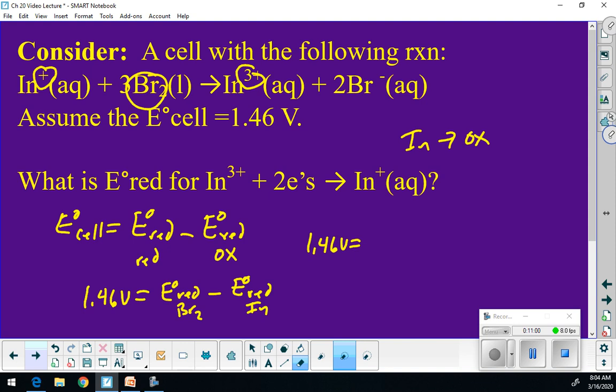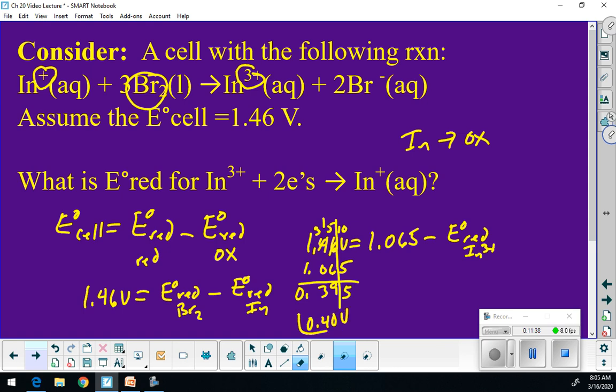1.46 volts is equal to my bromine, 1.065, minus my standard reduction potential of my indium, right? My indium, I guess, indium 3 is what that would be. Okay, so then I subtract 1.065. I think I can do that in my head. It might be tough. Make that a 5, make that a 10, make that a 5, make that a 3, make that a 1, make that a 9, make that a 3. How about a 0.9? 395, but really I don't get that many sig figs, so I'm going to go with 0.40 volts.